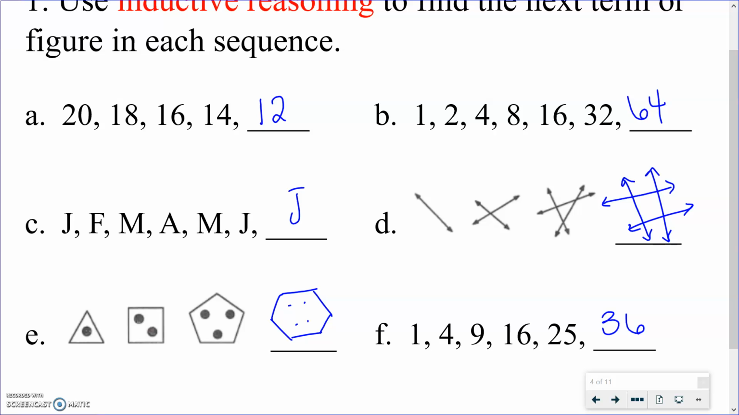E, there was 2 pieces. So the first is the number of sides increases by 1 on the figure, and the number of dots inside increases by 1 as well. And then F is the square numbers, so 1 squared, 2 squared, 3 squared, 4 squared, and so on.